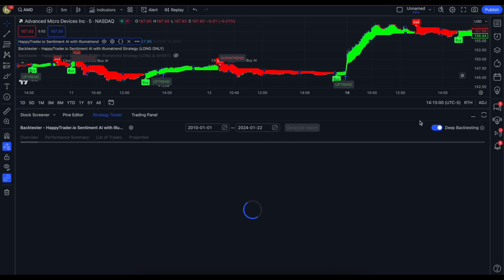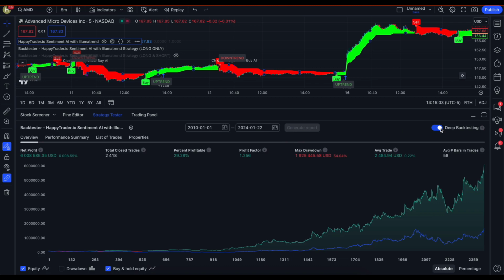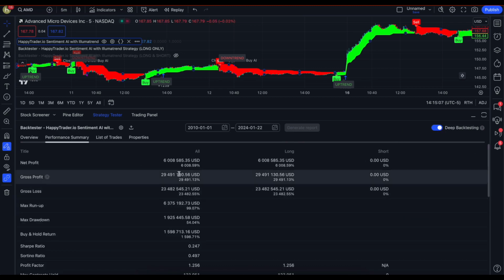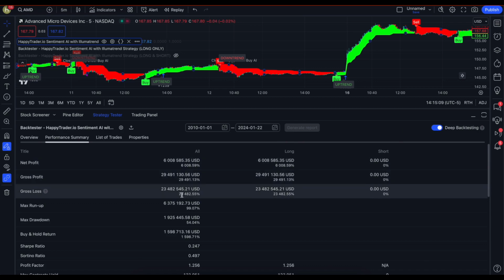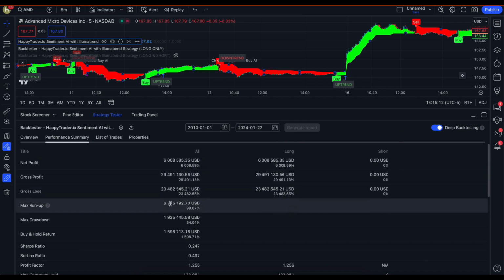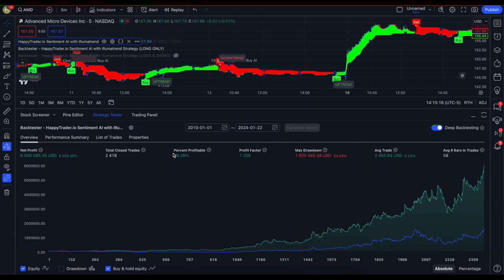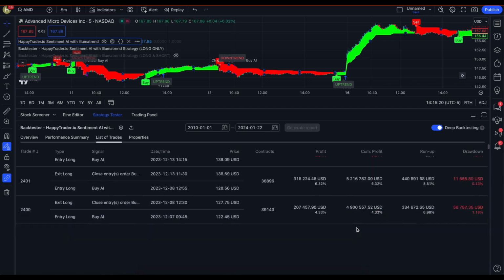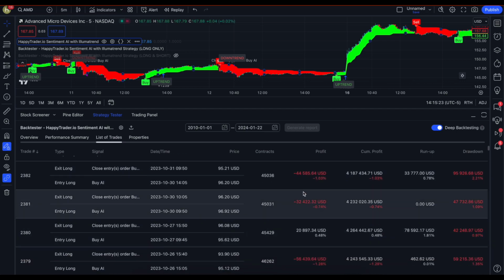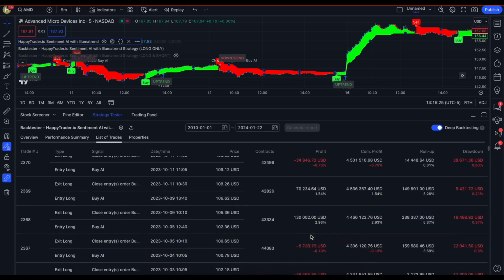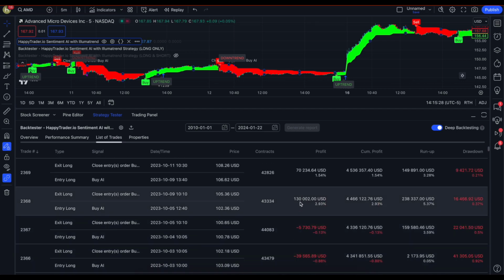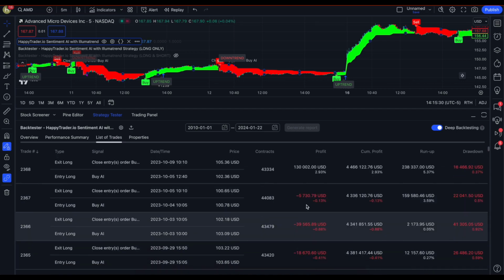I'd like to dive into that a little bit, and we'll wait for that to populate. And it did. So if we go to the performance summary, you can see net profit looks good. You're just going to get the difference between your gross profit and gross loss, max run up, max drawdown. So you have all of your stats here. The one thing that stands out is just this 29%. But if you go to the list of trades, you can just see the winners are just crazy outperforming the losers, right? So that's where you're getting 130K on this trade and maybe a 5K loser, a 39K loser, etc.